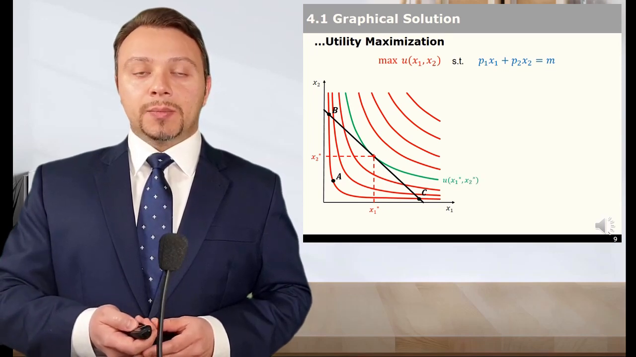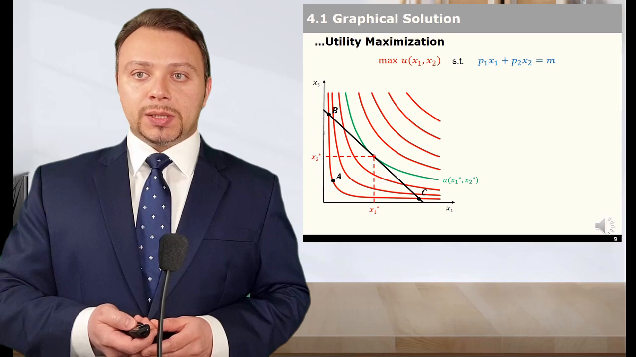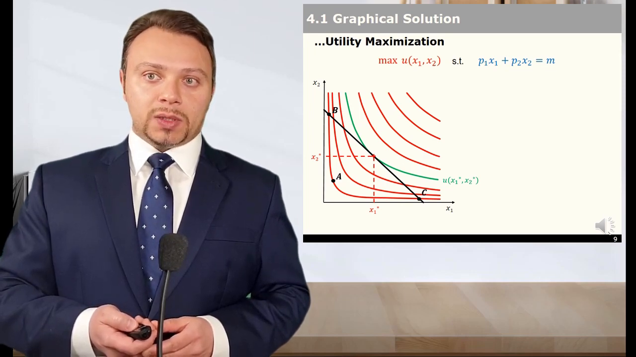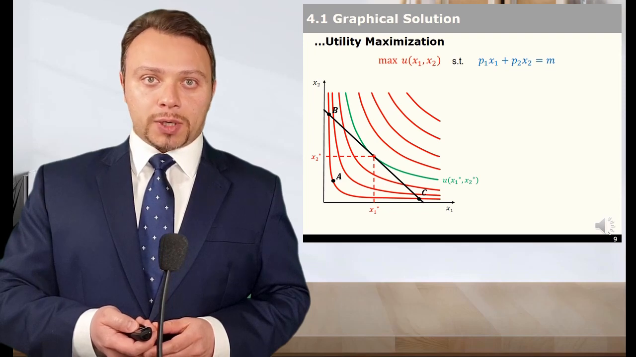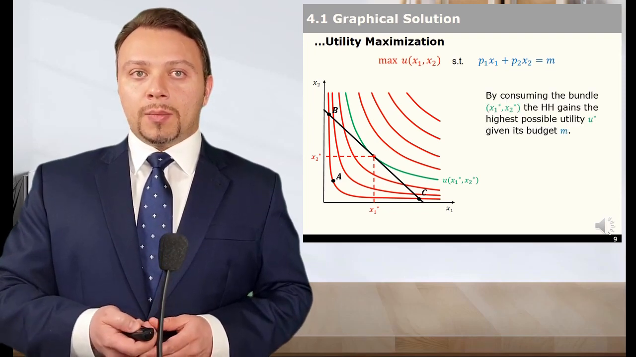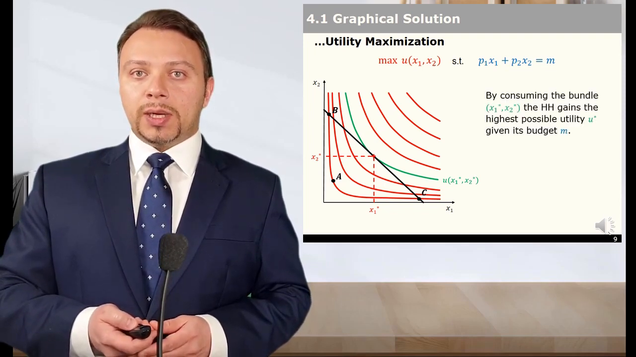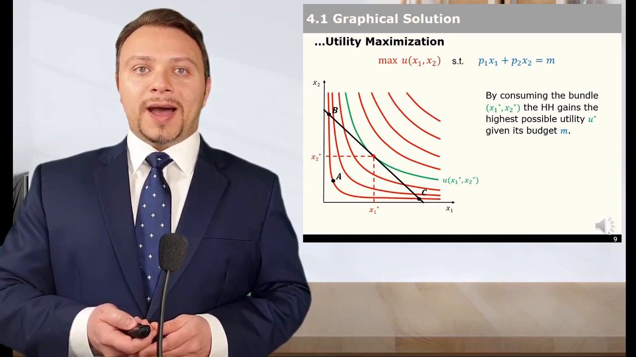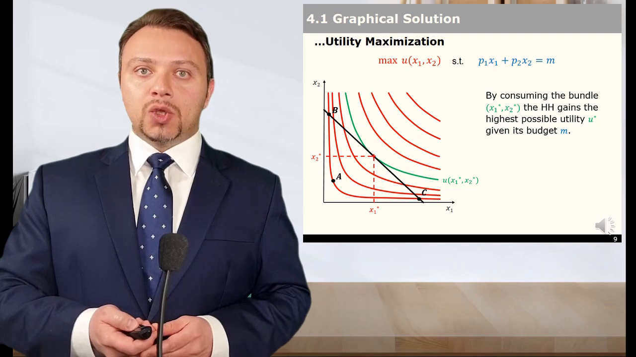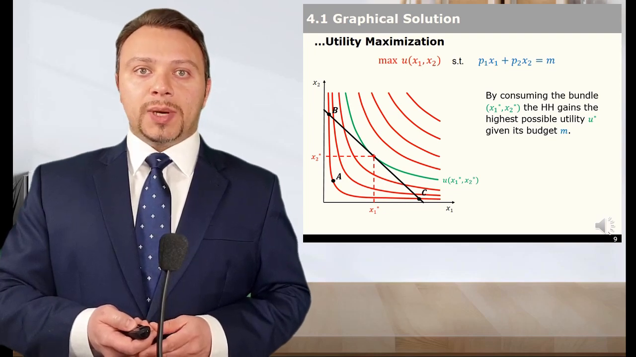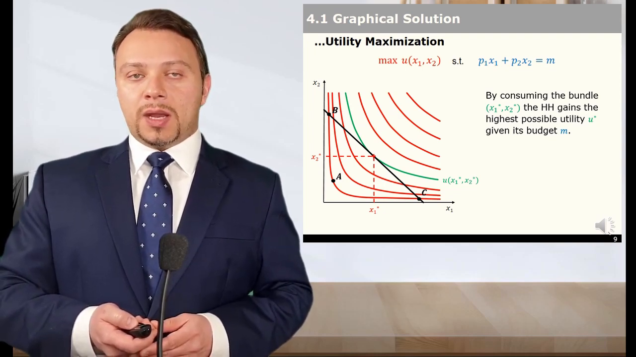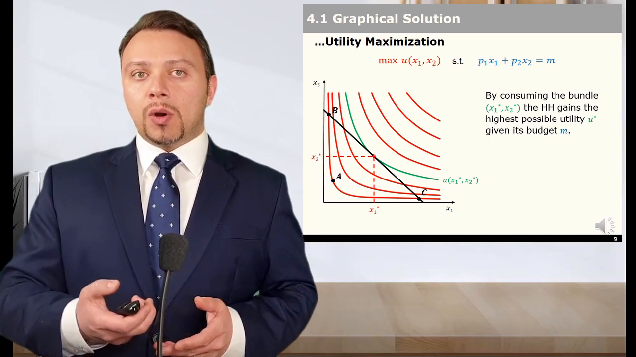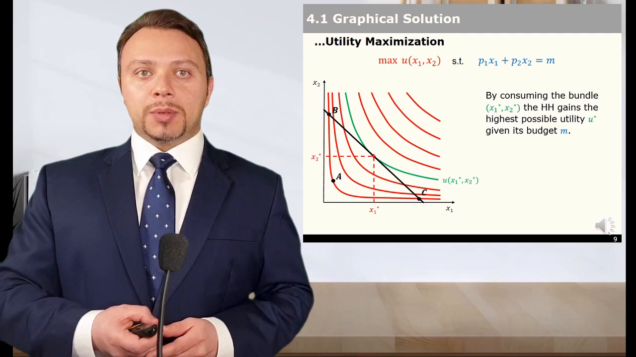And this is represented by U of x1 star, x2 star. x1 star is the number of elves, x2 star is the number of orcs. By consuming the bundle x1 star, x2 star, your brother would get the highest possible utility, U star, given his budget M. Now from this graphical solution we can infer what, according to our model, must hold in the optimum.